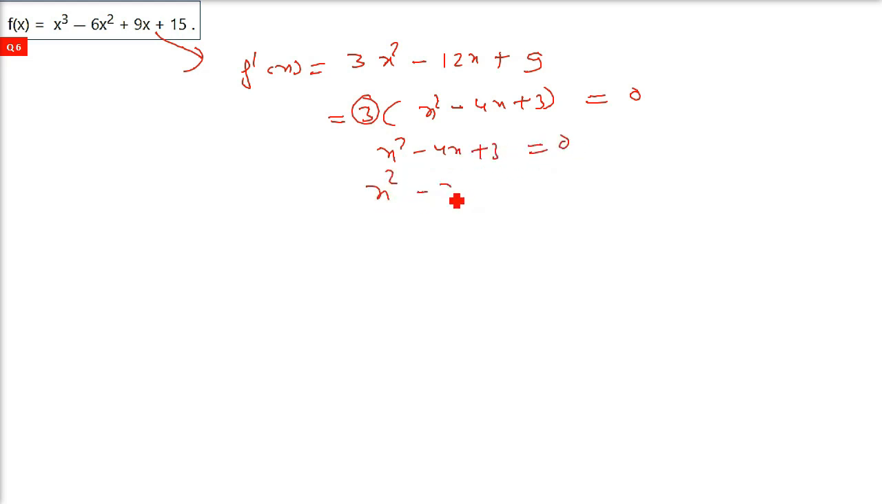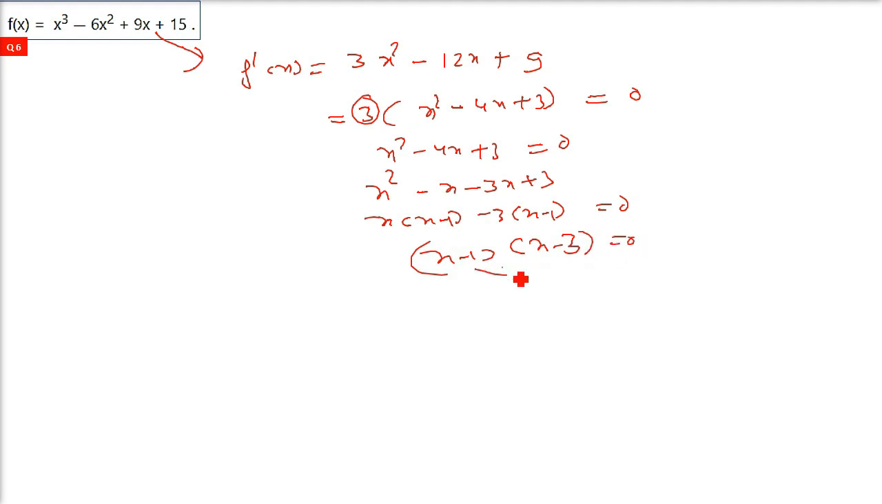Now this is quite simple. You can make the factors. You can write it as x square minus 4x plus 3, which is x minus 1 into x minus 3. So this is very straightforward. You know already this one. But finally you have to place it as 0. So x minus 1 will be 0 at x equals to 1. X minus 3 will be 0 at x equals to 3. So 1 and 3 are the critical points.